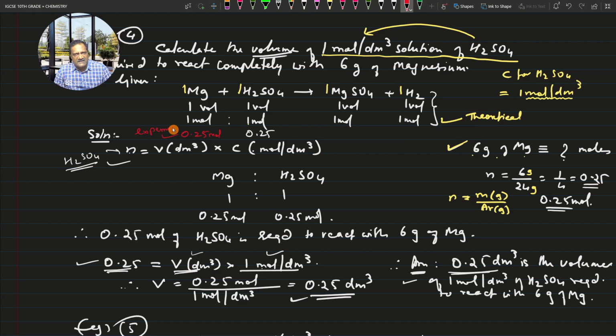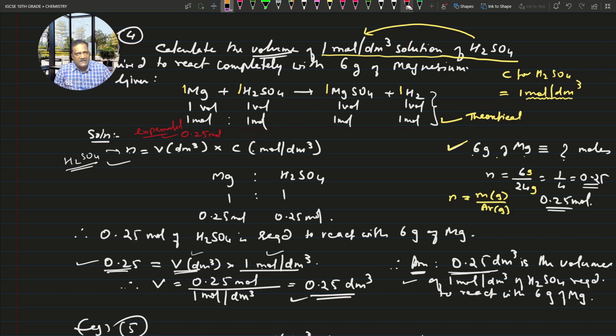Right? So experiment says that 6 gram of magnesium has been taken. So 6 gram magnesium will be 0.25 mole. Now the question is, 0.25 moles of magnesium if you take that, then the sulfuric acid should be how much? Now obviously when the theory says 1 mole of magnesium should react with 1 mole of sulfuric acid, that means 0.25 mole of magnesium has to react with 0.25 mole of this sulfuric acid as well.